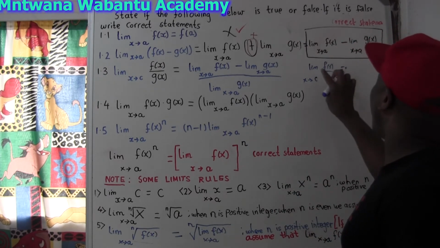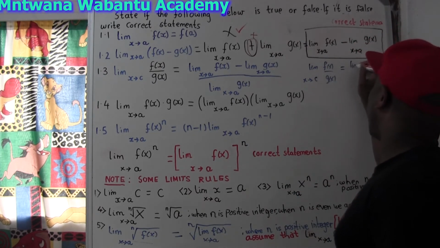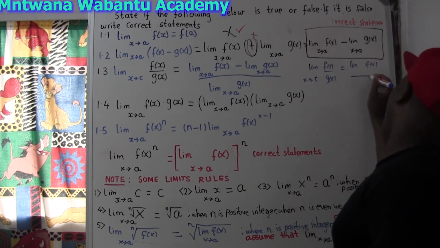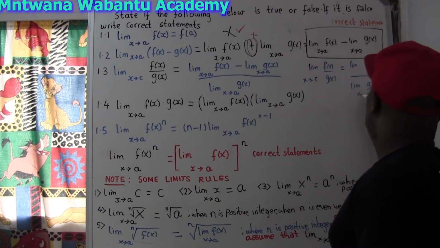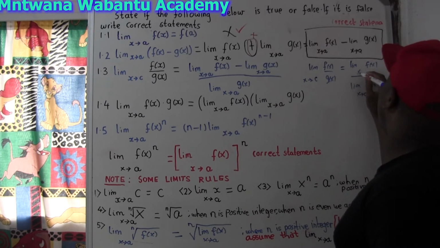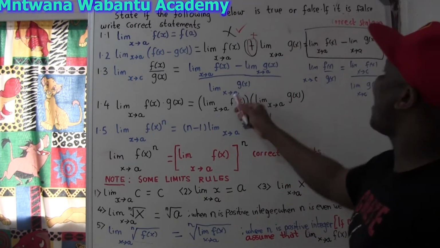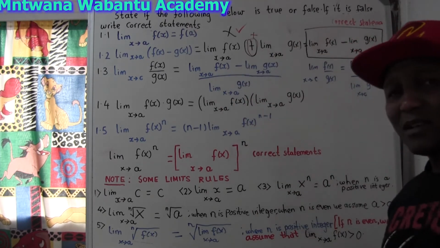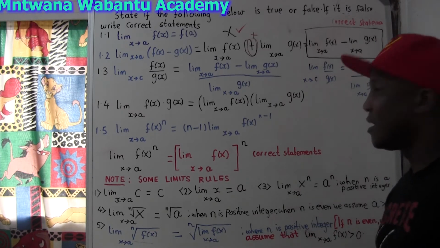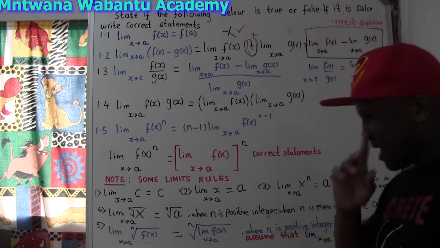So the same, you say you can take the limit of the top separately, limit of f of x over the limit of g of x, whereby this x must approach c and this x also must approach c. So if you look carefully, this is wrong. It doesn't even make sense. Where does this come from? That's nonsense. There's no such rule.